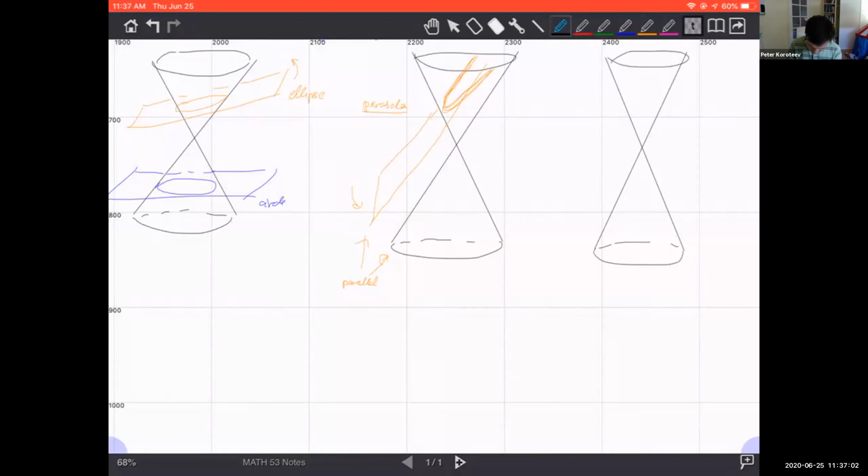And then we can now make a plane like that, right? So it would cut through both lobes of the cone, right? And then there will be one component here and one component there, right? So that is called hyperbola.